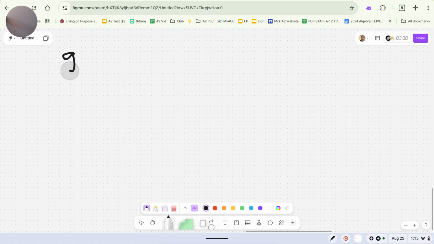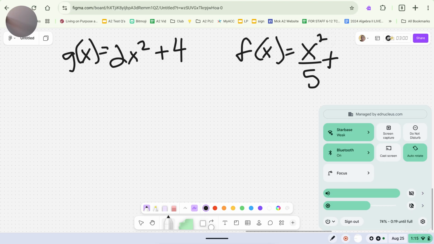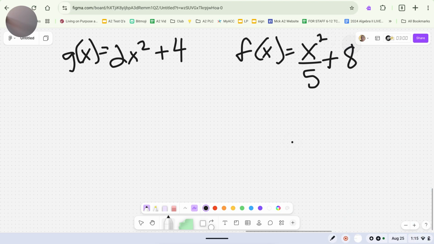We'll say g of x is, let's just say 2x squared plus 4. I don't know. And my f of x, let's just say that that is x squared over 5 plus 8. Okay? So, in order to do these, the first one I'm going to do, I'm going to color code them. I'll say g of f of x, right?